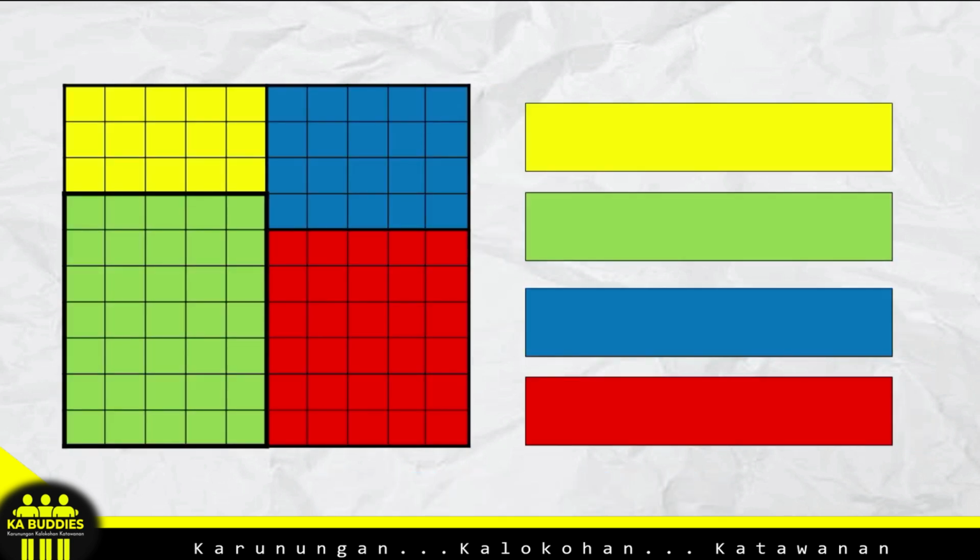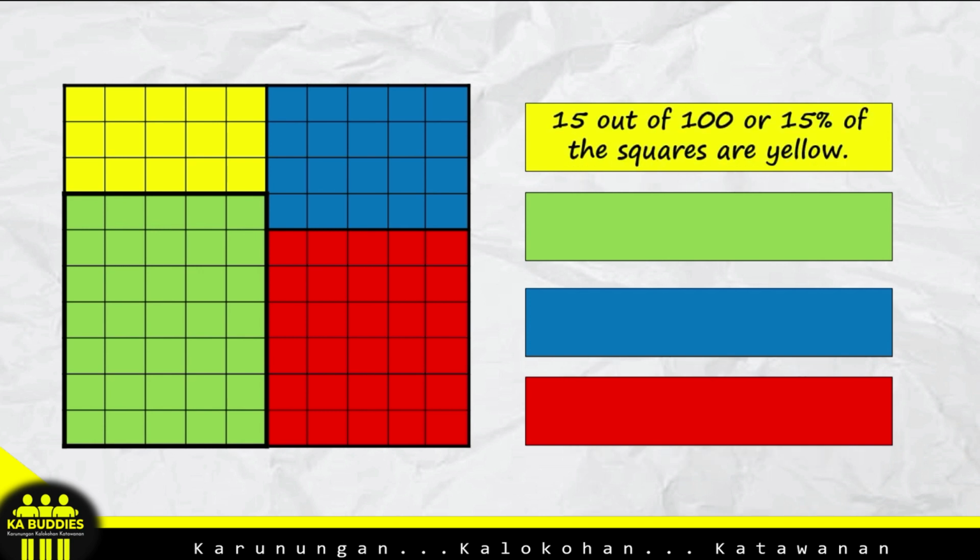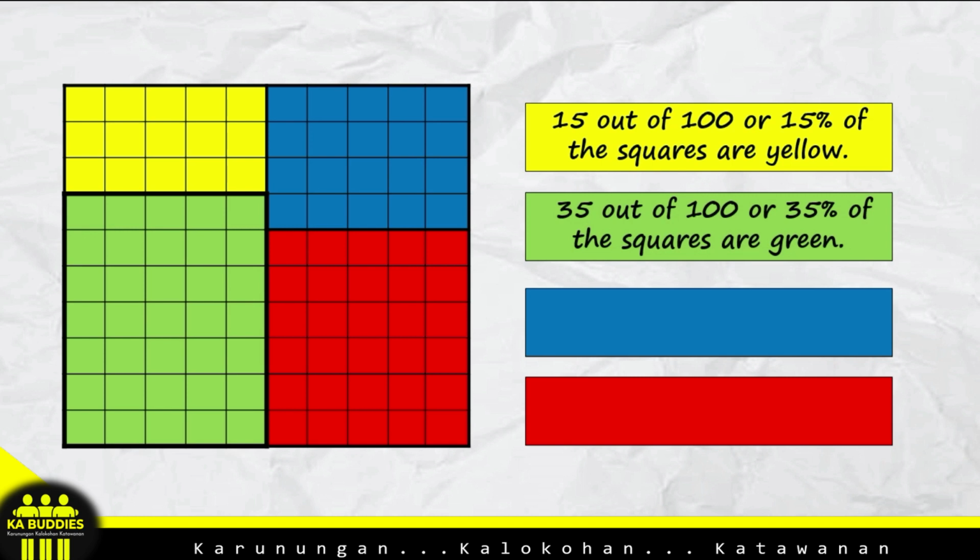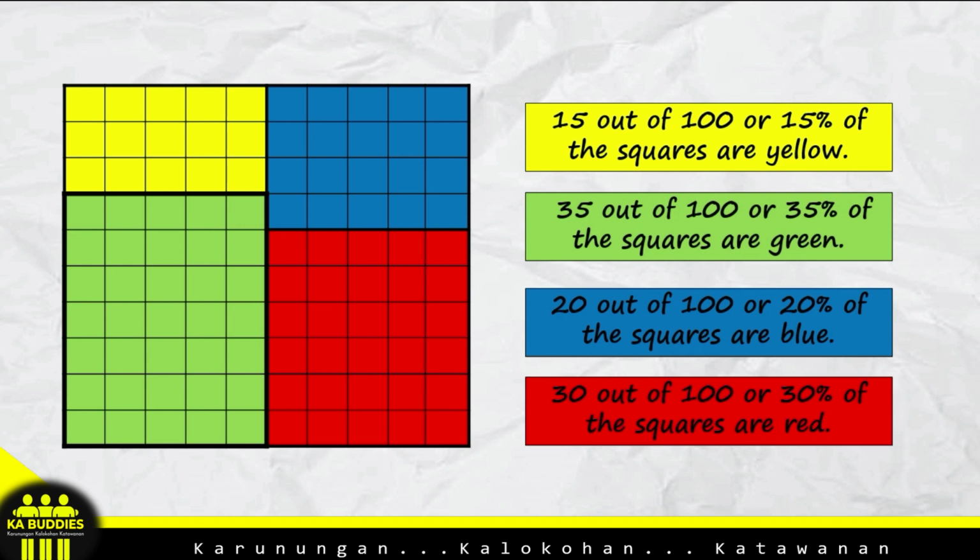To better understand, let's have this example. I have here one big square, and this square is composed of 100 small squares. We are going to find the number of squares for each color. Let us start with yellow. For yellow, we have 15 out of 100, or 15% of the squares are yellow. How about the green? Very good. It is 35 out of 100, or 35% of the squares are green. How about the blue? Yes, we have 20 out of 100, or 20% of the squares are blue. And for the last color, which is red, 30 out of 100, or 30% of the squares are red.